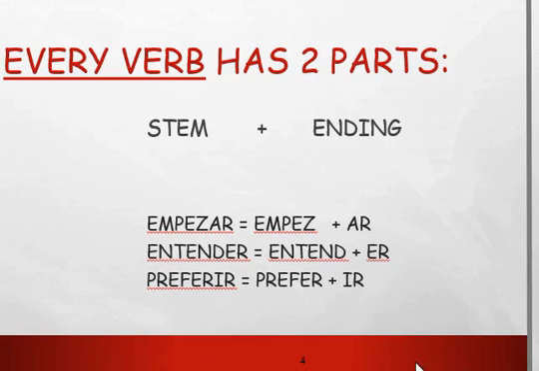So, when you look at a verb, every verb has two parts. What we have been concentrating on for the most part is the ending of the verb. That's the AR, ER, or IR portion. However, there's a second part of the verb, which is the stem, anything that comes before the AR, ER, and IR. My examples at the bottom of the screen are empezar, which has EMPEZ as the stem and AR as the ending. Entender, ENTEND is the stem, and ER is the ending. And preferir, PREFER as the stem, and IR as the ending.